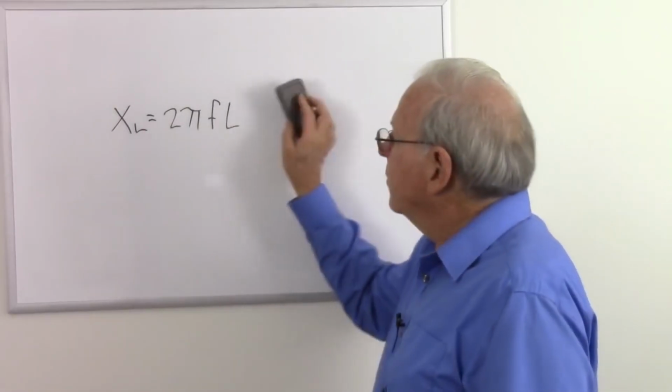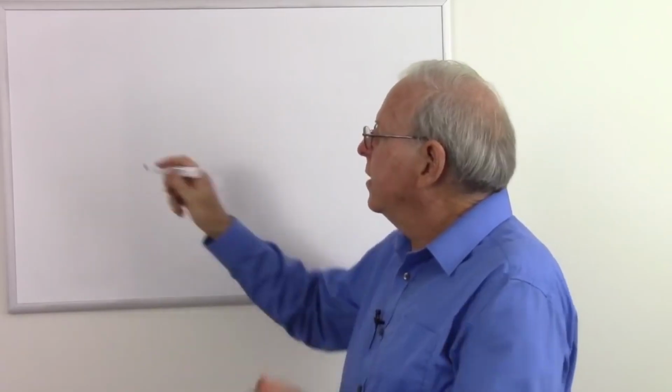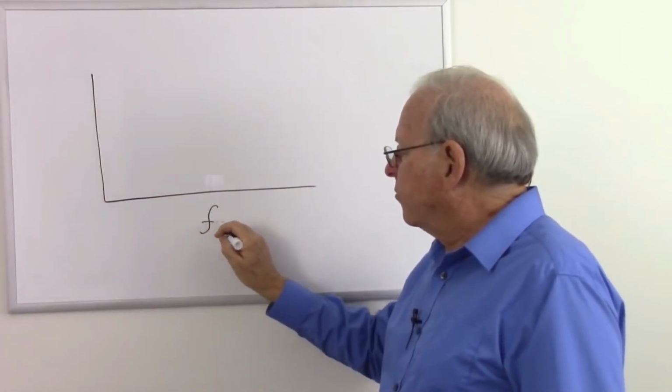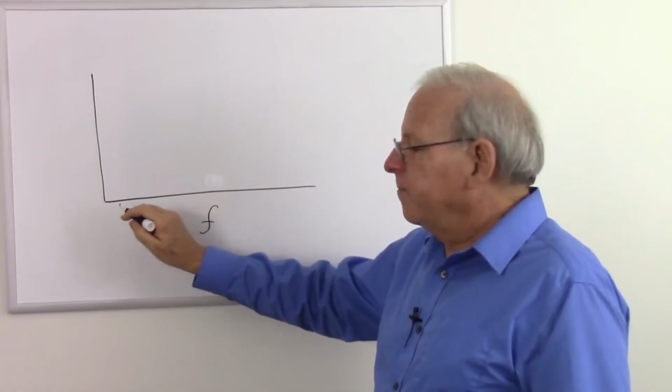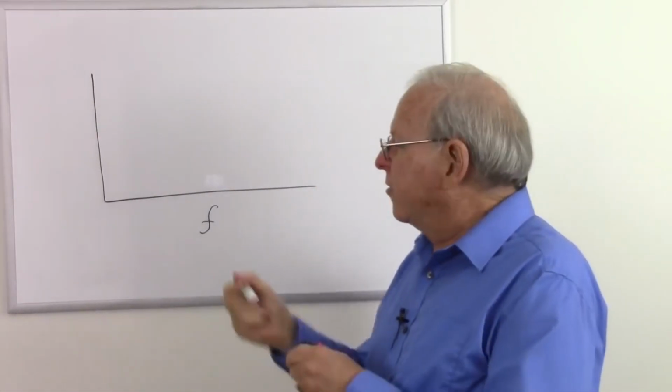And so we have two entities that act differently. Let's do a little graph of, this time it's going to be frequency instead of time here. So as my frequency goes up, let's use, how about green for a capacitor?